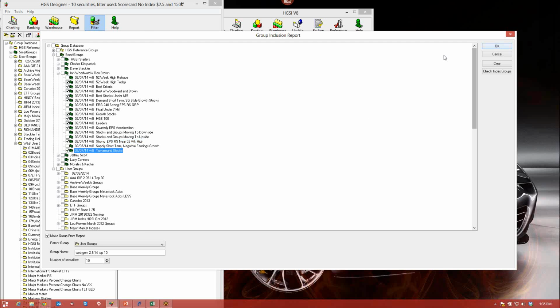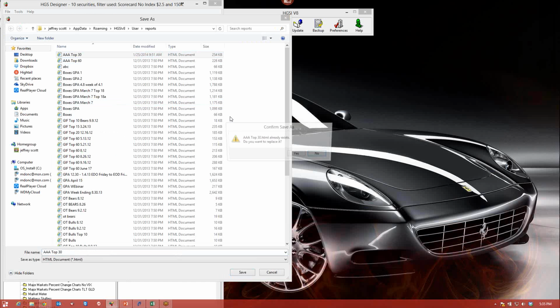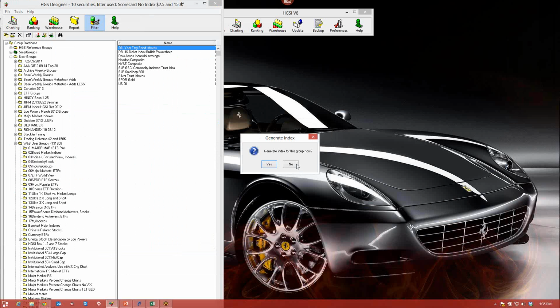It's going to ask me if I want to save it. I'll save it as top 30, which I just hit that. If I want an index, no. It'll ask me that in a second. And now it's done. So these are the stocks that come to the top.